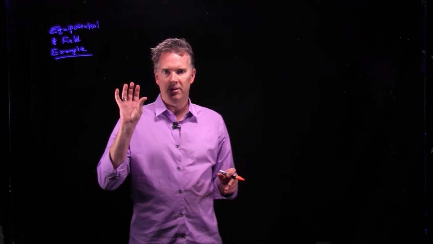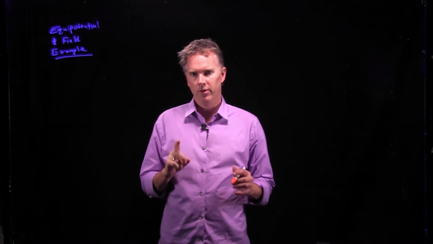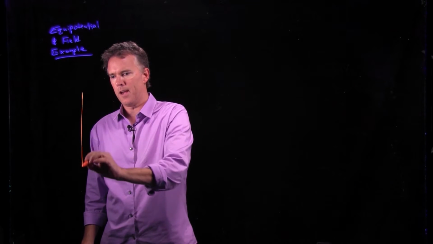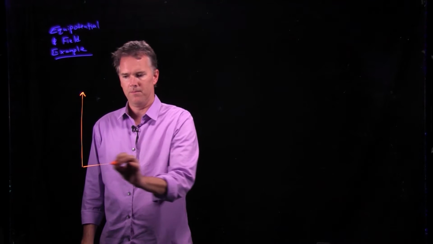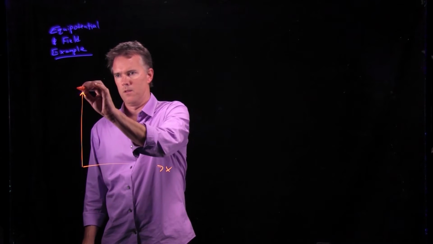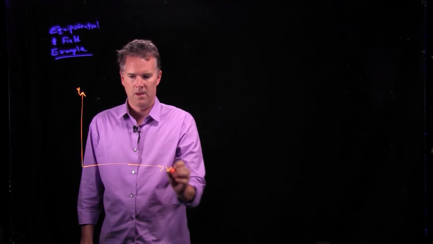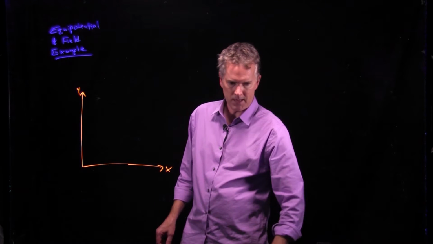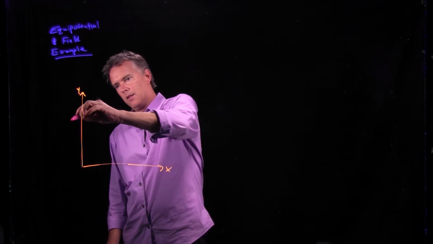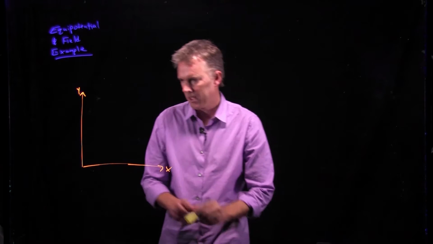Let's take a look at another example of calculating the electric field from an equipotential. And let's say that we do the following. We have an XY coordinate system. And let's draw our equipotential lines in this direction right here. I'm going to use yellow for this.